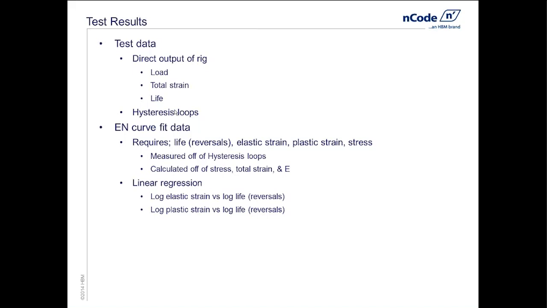If we're tracking those hysteresis loops, I'm able to plot a loop at a cyclically stable point in the test and measure off of it. And we'll see that in just a bit. So I have a couple ways to get the data. Ideally, we'd like to measure off the hysteresis loop, and that would eliminate any variation in the Young's modulus. And then what we're going to do with that data is a linear regression through the elastic and plastic data.